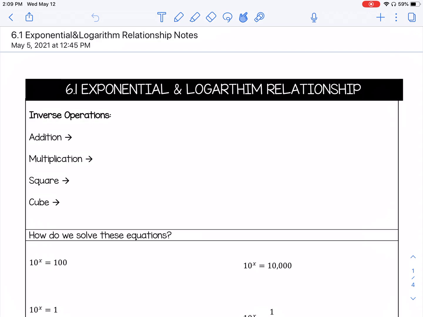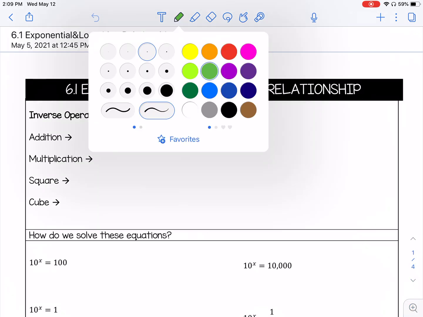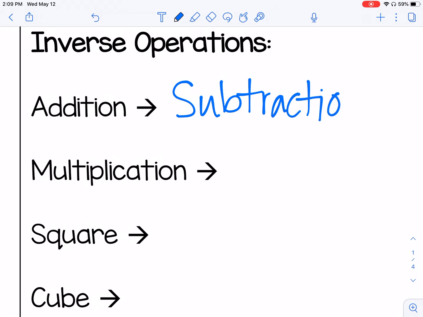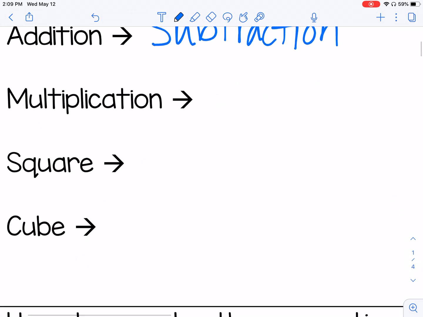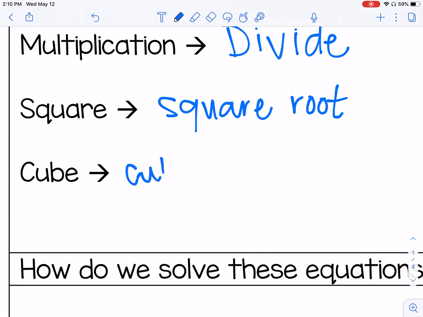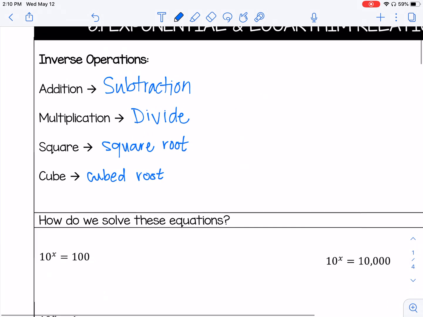The first thing I want us to think about here is inverse operations, right? So the inverse of addition is subtraction, right? To undo addition, we subtract. To undo something being multiplied, we divide. To undo something being squared, we take the square root. To undo something being cubed, we take the cube root. So everything in math has some sort of inverse.